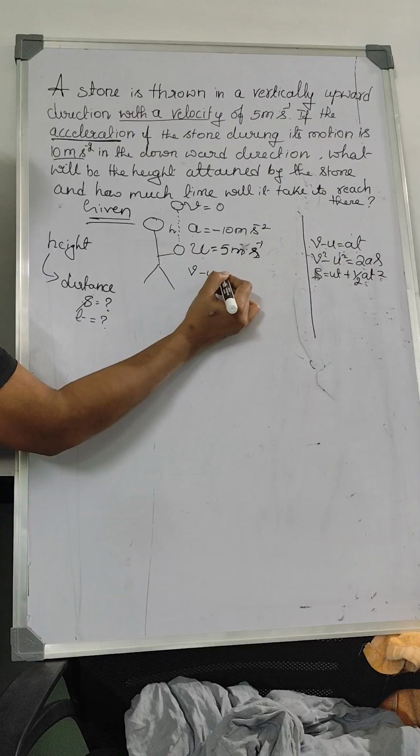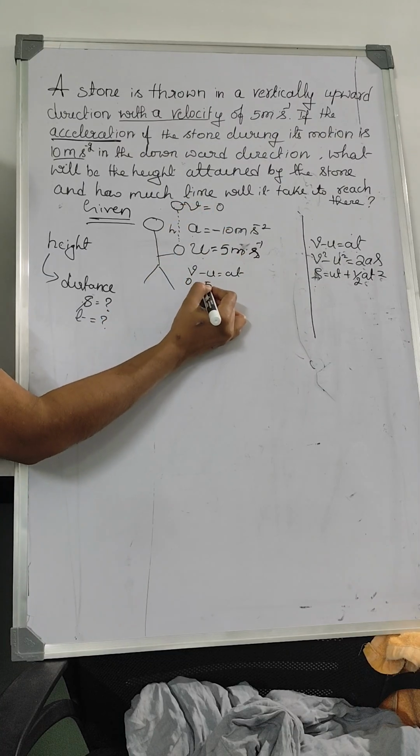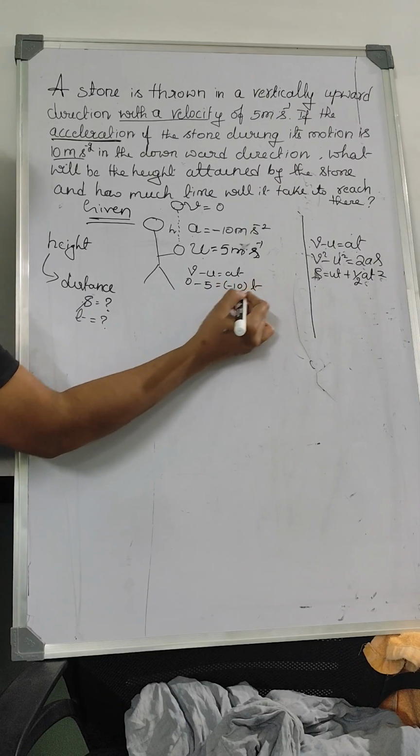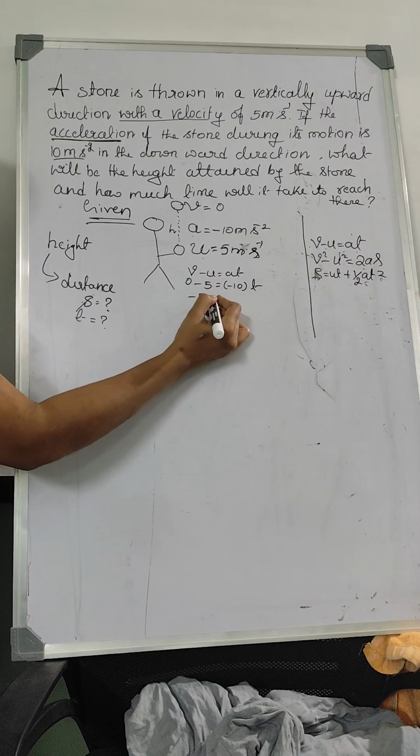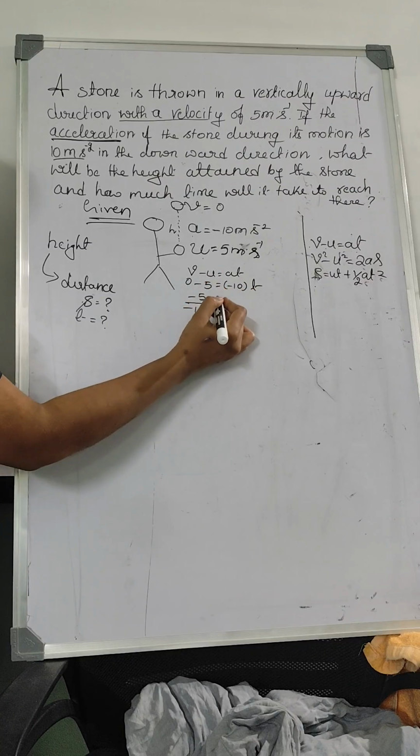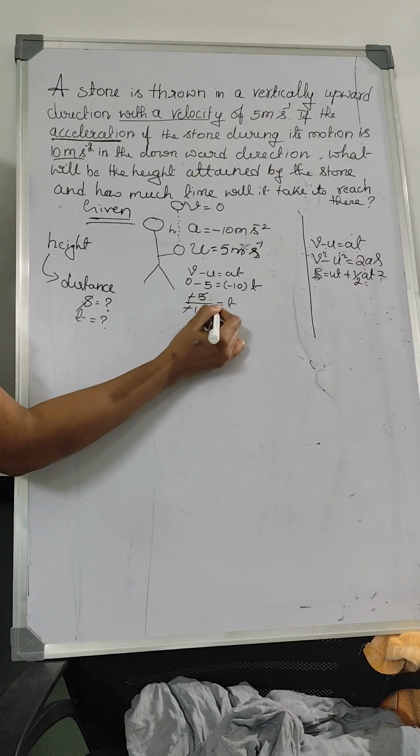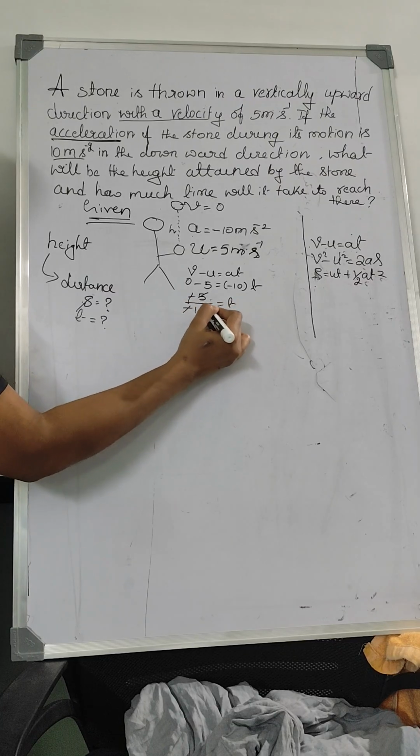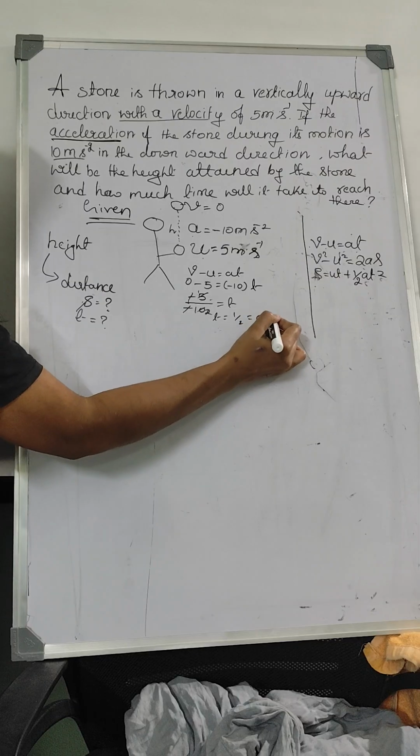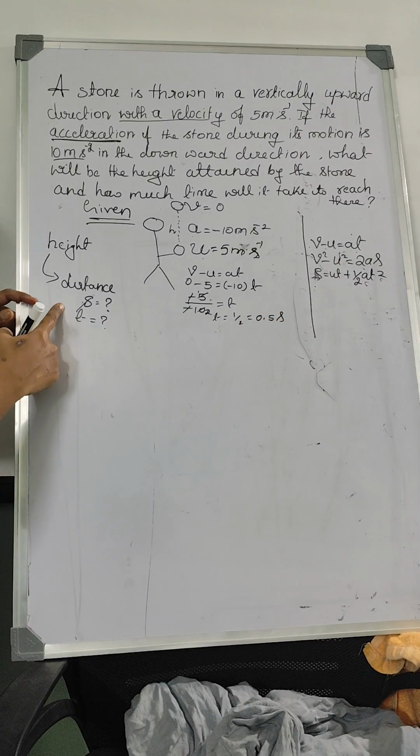v minus u equals at. The v value is 0, the u value is 5, a is minus 10. Don't forget that. Then this will become minus 5 equals minus 10 t. Minus minus cancel. 5 ones are 5, 2 fives are 10. So the t value will become half, that is nothing but 0.5 seconds.